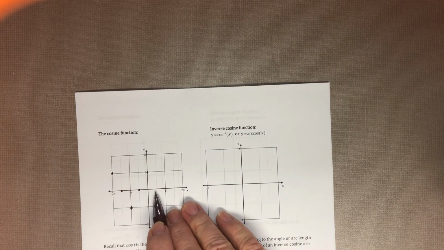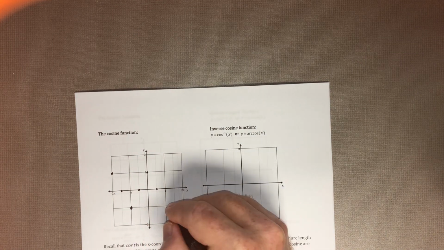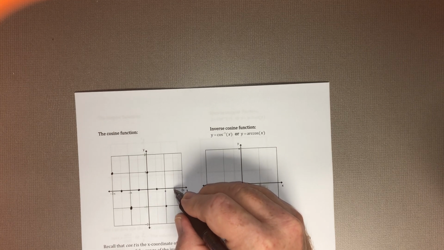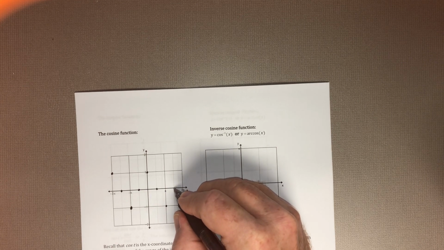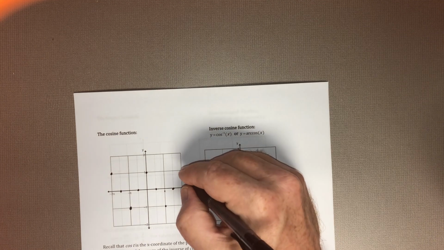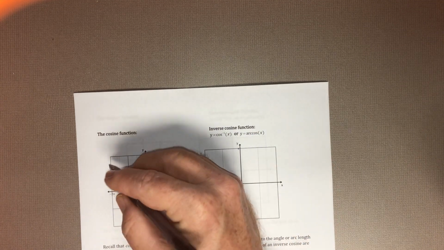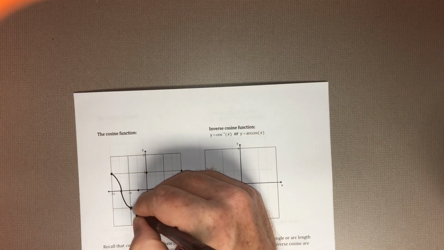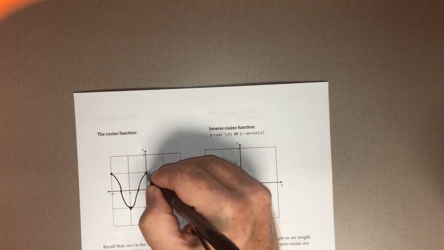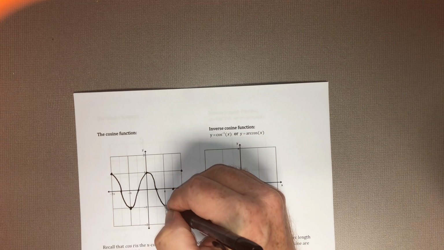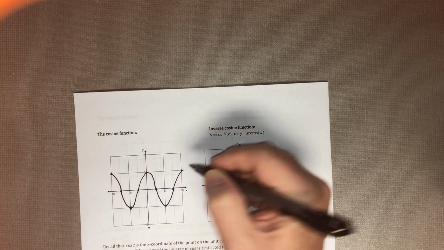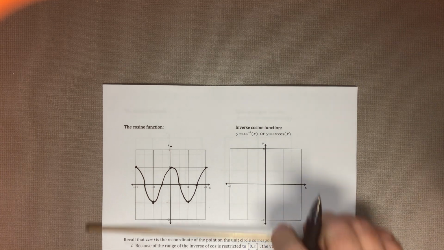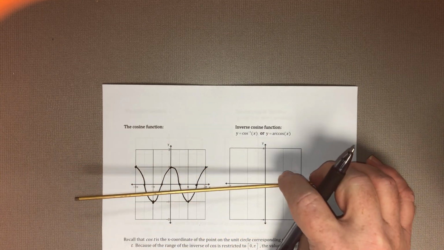And the cosine of pi over 2 is 0, and the cosine of pi is negative 1, and the cosine of 1.5 pi or 3 pi over 2 is 0, and the cosine of 2 pi is positive 1. So that graph comes down through here, curves over like that, comes back up, comes down, comes over, comes up, goes over. Now, once again, the actual cosine function does not pass the horizontal line test.